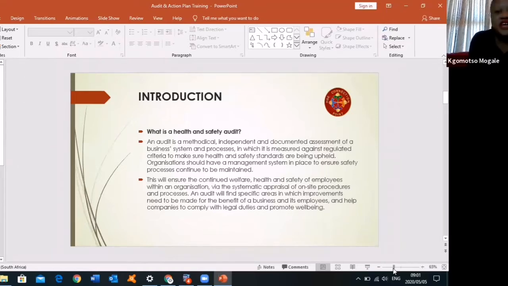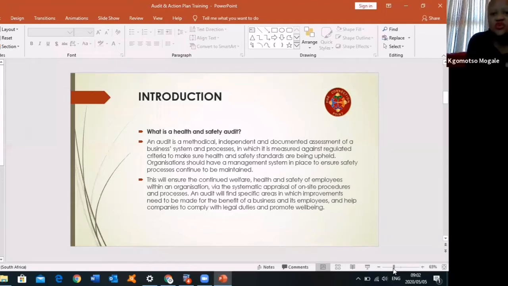So what is a health and safety audit? An audit is a methodological, independent, and documented assessment of a business system and processes in which it is measured against the regulated criteria to make sure health and safety standards are being upheld. Organizations should have a management system in place to ensure that safety processes continue to be maintained. So this is the definition of an audit, guys.